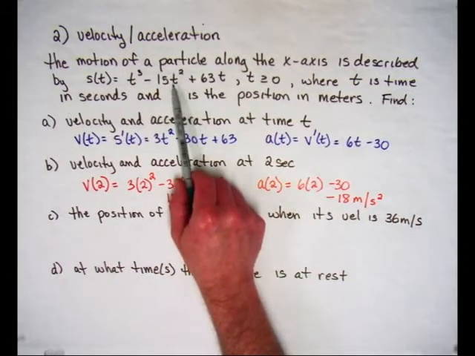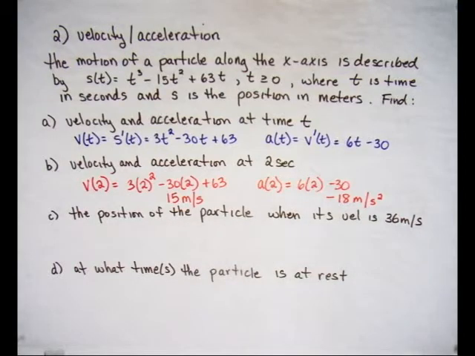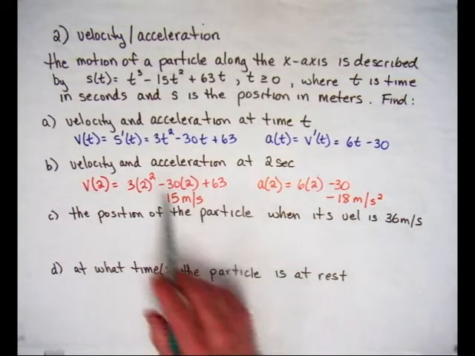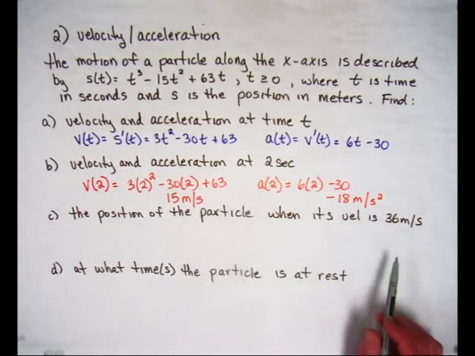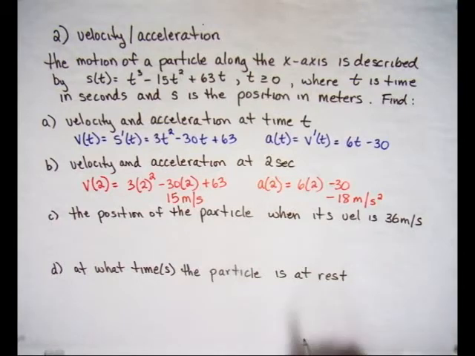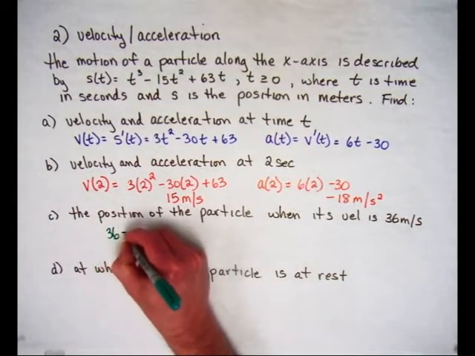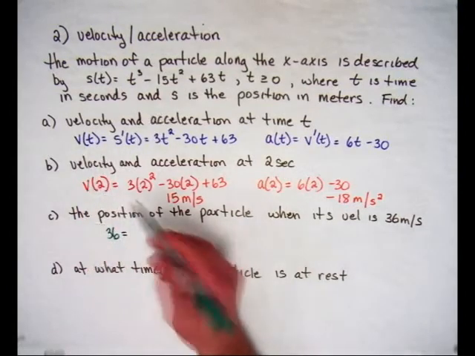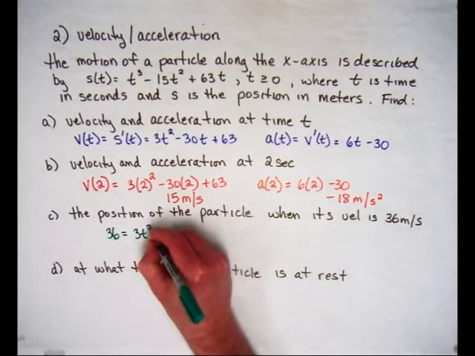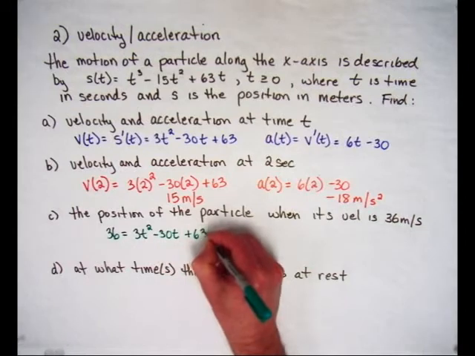But in order to solve the position function, you need to know the time. And the question doesn't tell us that. It tells us that the velocity is 36 meters per second. So we obviously have to use the velocity function, and we're going to solve for time. So we're going to say the velocity is 36, and the velocity will equal the function 3t squared minus 30t plus 63.